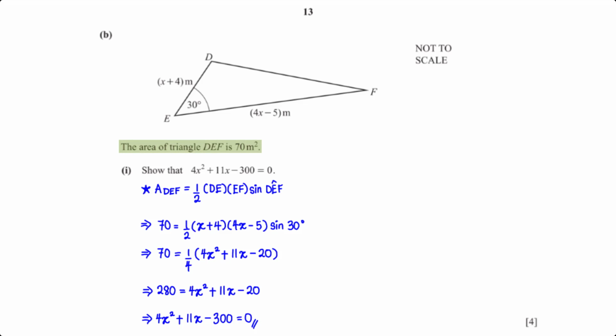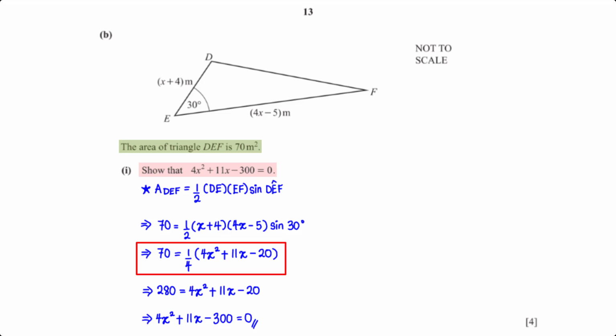The area of triangle DEF is 70 meters squared. Show that 4x squared plus 11x minus 300 equals 0. In this case, we need to apply the formula A equals half AB sine theta. We've been given the area as 70 meters squared. DE is x plus 4 meters. EF is 4x minus 5 meters. And angle DEF is 30 degrees. Sine 30 degrees is half, and so half times half is 1/4.